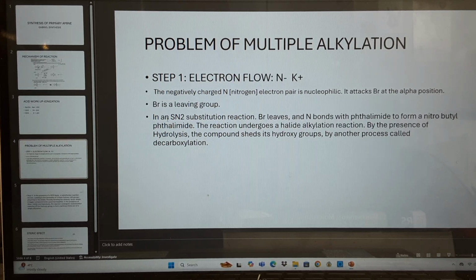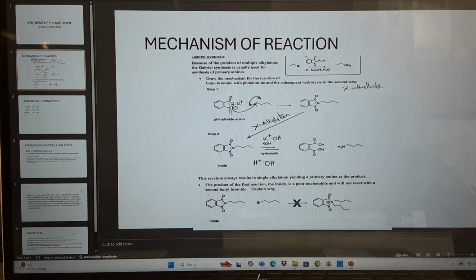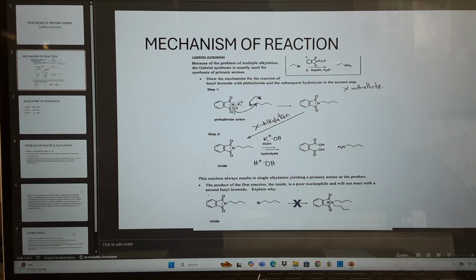Step 1, electron flow, nitrogen and potassium here. The negatively charged nitrogen electron pair is nucleophilic. It attacks the bromide at the alpha position, and bromide is a leaving group. As a consequence of that attack, it leaves. Here is what I mean. Here is nitrogen, negatively charged, and potassium positively charged. The pair of electrons of the nitrogen will attack the bromide. This is the bromide here, attached to a butyl.